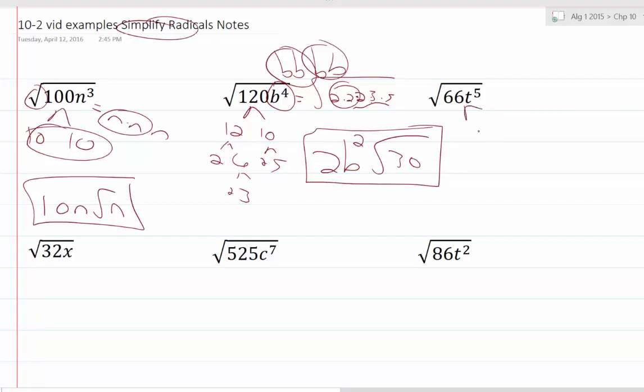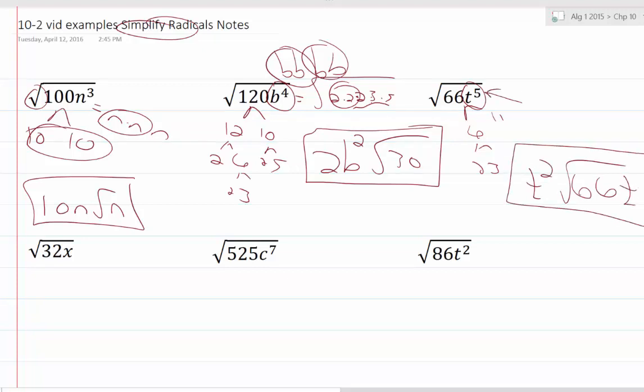And if we try and work with something like 66, 6 and 11, 2 and 3, oh, look at that, nothing goes together. So it stays as 66. We'll deal with t to the fifth. So we get 2 pairs and 1 left over. So one thing we'll notice is every time that power is odd, we're going to get 1 left over.